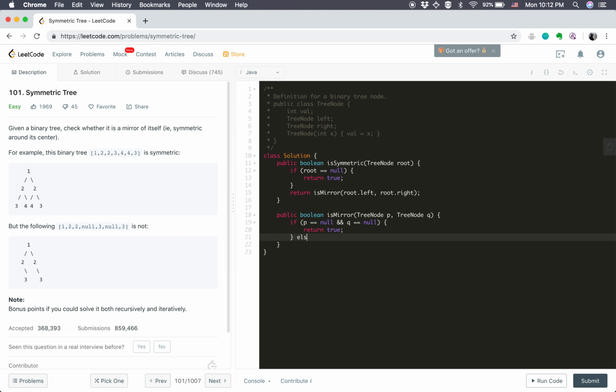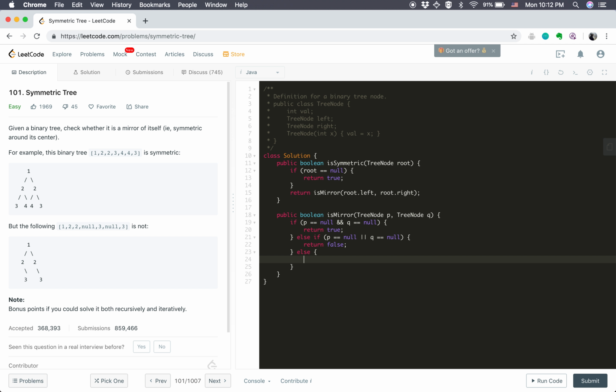Else if either one of them is null, then there's another situation. If p is null or q is null, that means they are not symmetric. Then they are different, so we return false. Else is the last situation, which needs us to proceed and traverse through the tree to see if they are actually a reflection of each other.